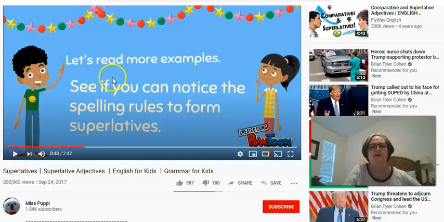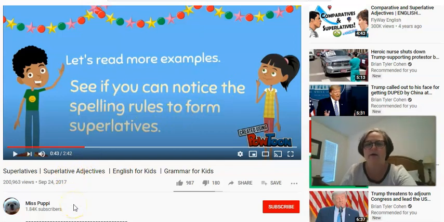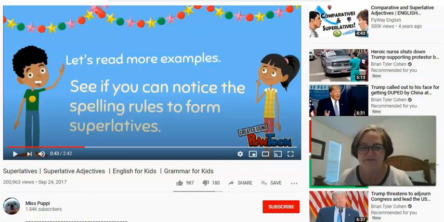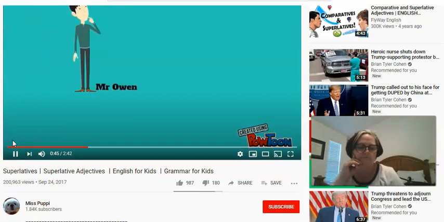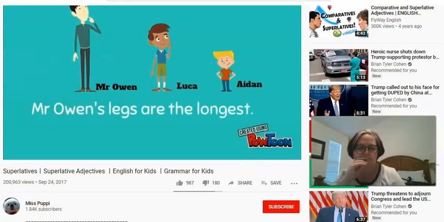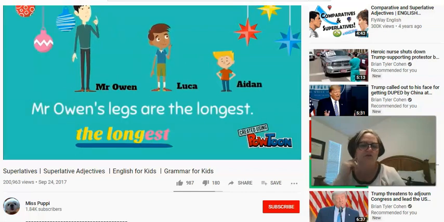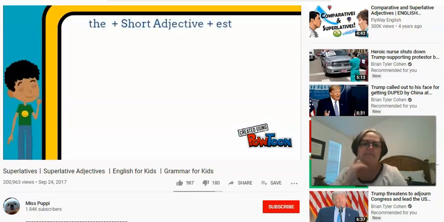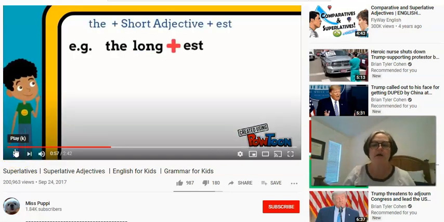Okay, so we're going to read some more examples and see if you can notice the spelling rules that form the superlatives. So it's going to teach you how we spell and how we use superlatives in grammar in English. Mr. Owen's legs are the longest. So when we're talking about the one that's the most, like longest or shortest, we add est onto the word.